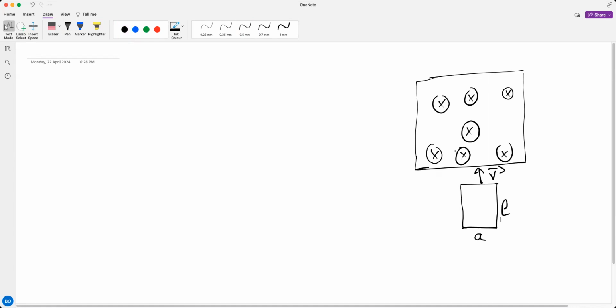Now, here there are five situations. In the first situation, it is clear that there is no magnetic field in this region, so the EMF here is 0. There is no EMF.